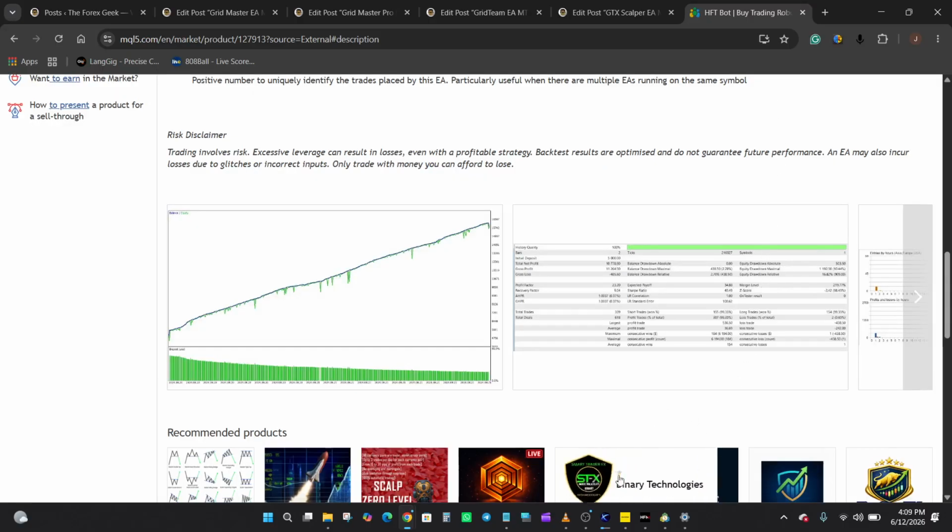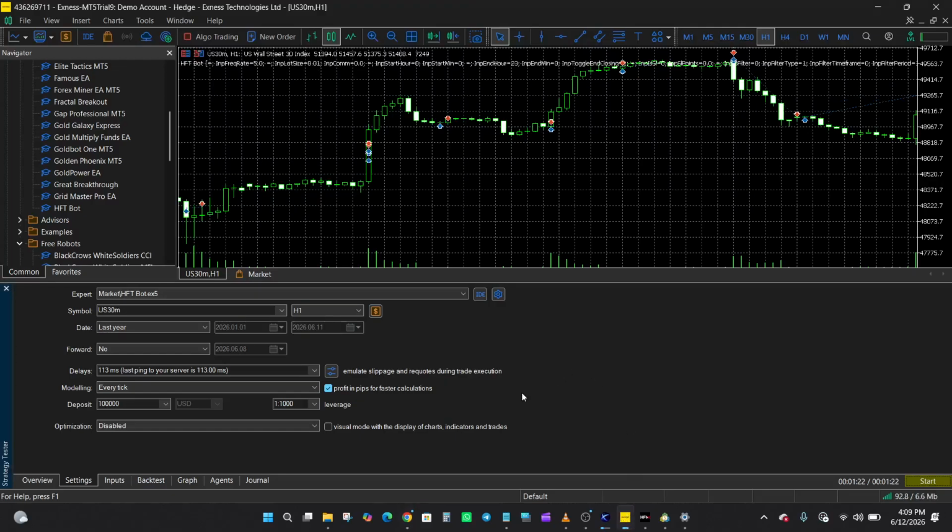But now let's quickly head over to our strategy tester. Let us see how this EA actually behaved in 2026 over the past 5 months plus. So we are testing the HFT Bot EA on one of the recommended assets, which is US 30. We are testing it on the H1 time frame. As for the delays, we're using the last ping to the server, every tick modeling.